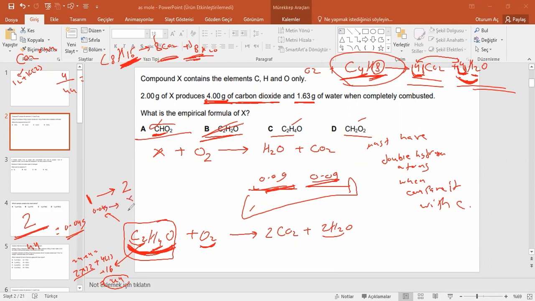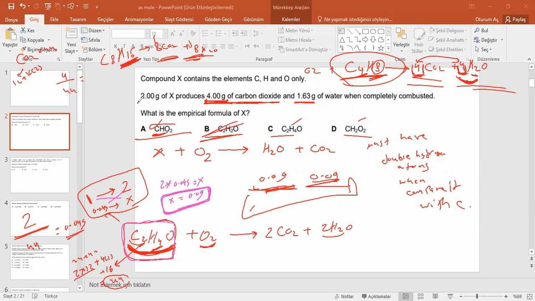So if we use 0.045, how many moles of CO2 will we get? I would suppose it is X. The next step, guys, will be cross multiplication, as we said. So 2 times 0.045 equals X, and X will be 0.09. This is the amount of moles of CO2 that would be produced if we use this compound.